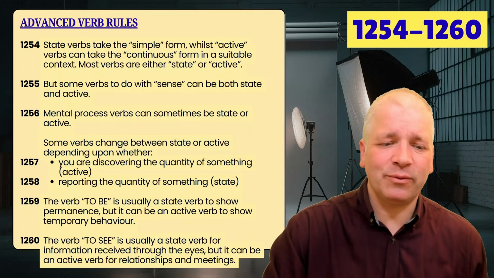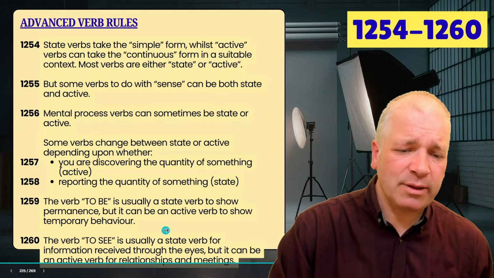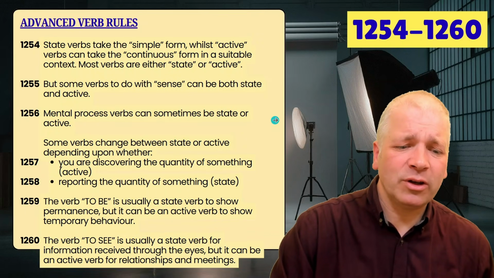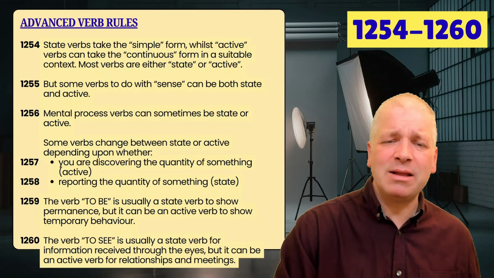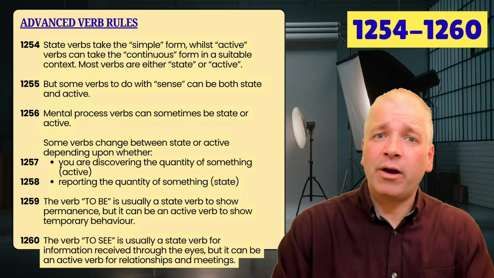Here it's active. To see is usually a state verb for information received through the eyes, but it can be an active verb for relationships and meetings. I'm seeing a friend later.